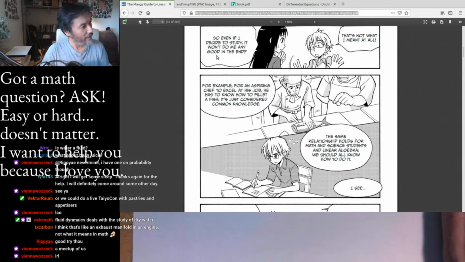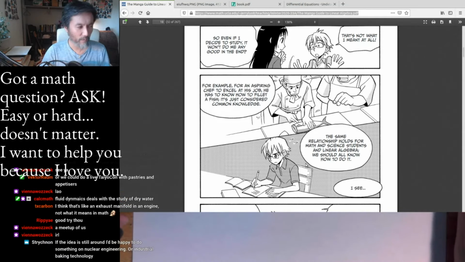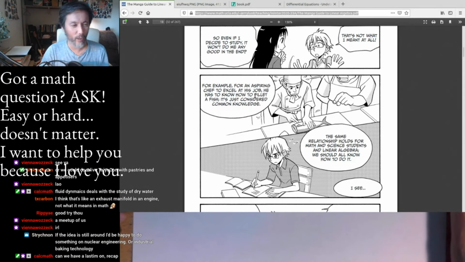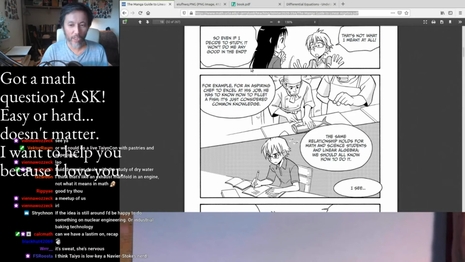So even if I decide to study it, it won't do me any good in the end? She asked. Look, she's nervous. I think that's what that little thing there means. I've never read a manga in my life. I am ethnically Japanese. This format for graphic storytelling, it means she's nervous. Yeah. Okay, she's nervous. That's not what I meant at all.